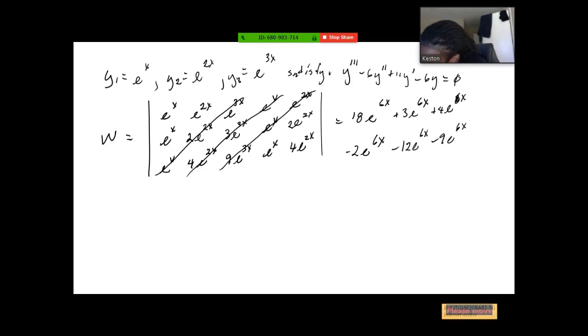Adding those numerators together, adding the top row together, the positives together, you get 22 and 3 is 25e to the 6x, minus 12 and 11 are 23. So that gives you 2e to the 6x, I'm sorry.